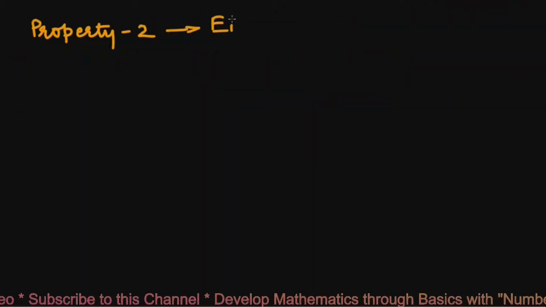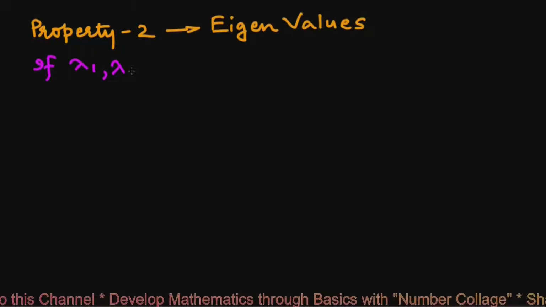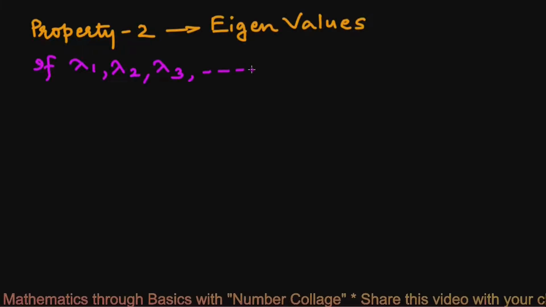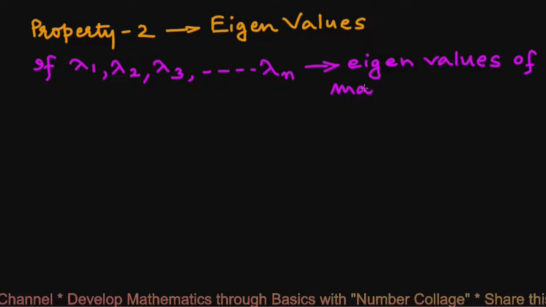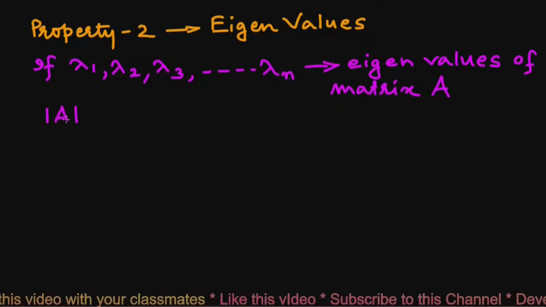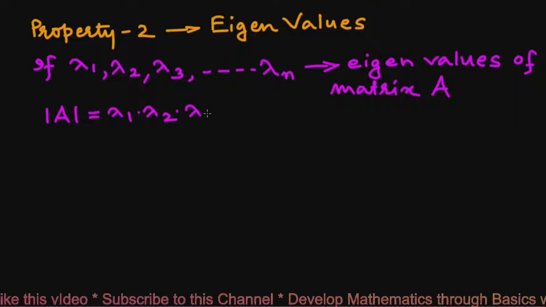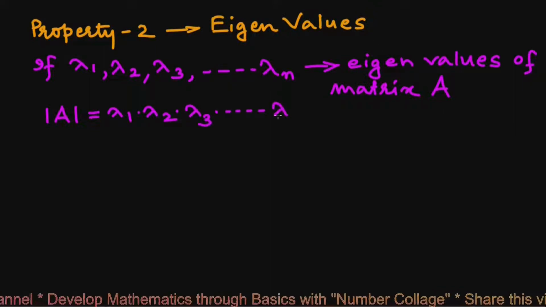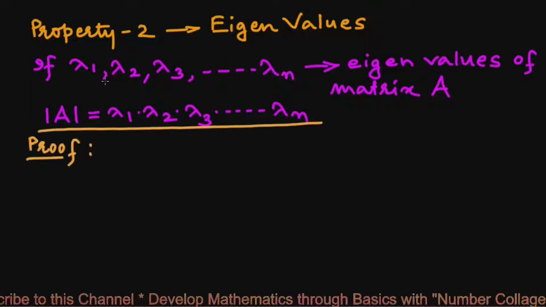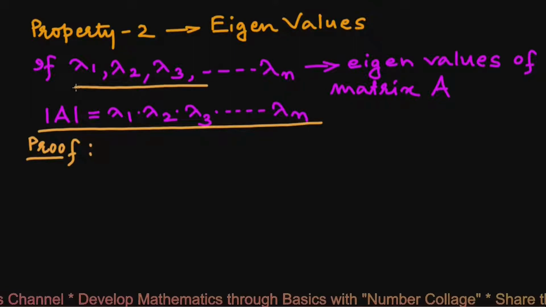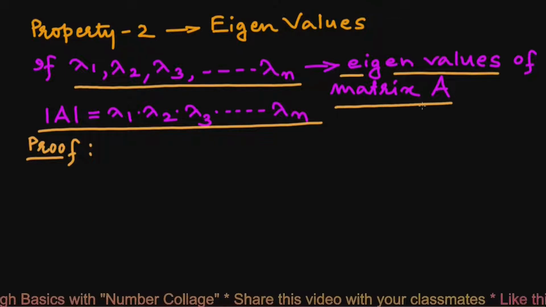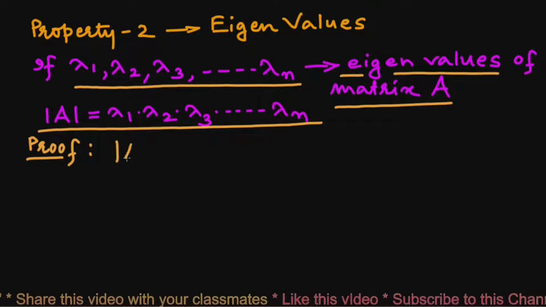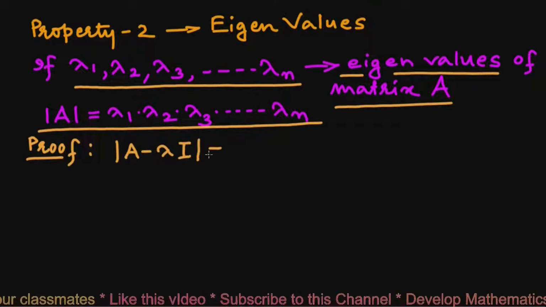Let us learn the second property, property 2 of eigenvalues. If lambda 1, lambda 2, lambda 3, so on and so forth, lambda n are the eigenvalues of a matrix A, then determinant of A equals lambda 1 into lambda 2 into lambda 3 into so and so forth lambda n. This can be proved as follows. Since lambda 1, lambda 2, lambda 3, so and so forth lambda n are the eigenvalues of matrix A, we know that the characteristic equation is determinant A minus lambda I equals 0.